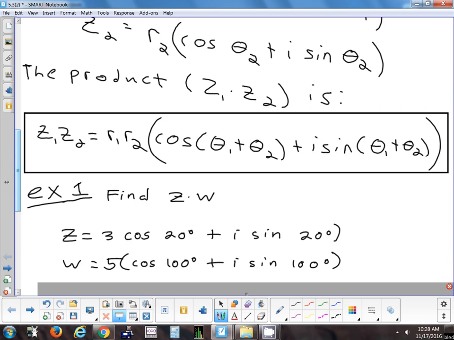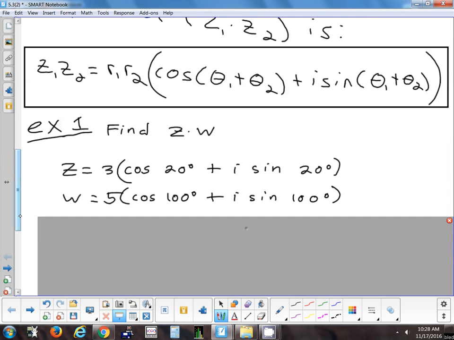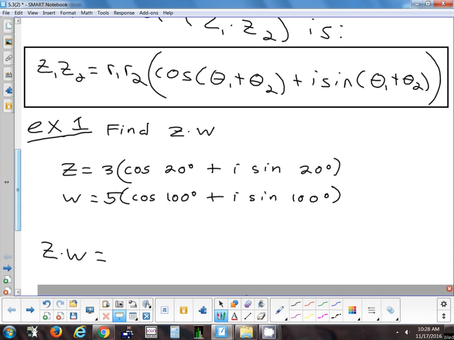Okay, and I called the two complex numbers Z1 and Z2. You can call them anything you want. You can call them Z and W. You can call them X and Y. Whatever they're called, it's the same process each time. Take the radii and multiply. Take the angles and add. And that's it. So let's see if we can multiply Z times W. What would my radius be when I multiply Z times W?